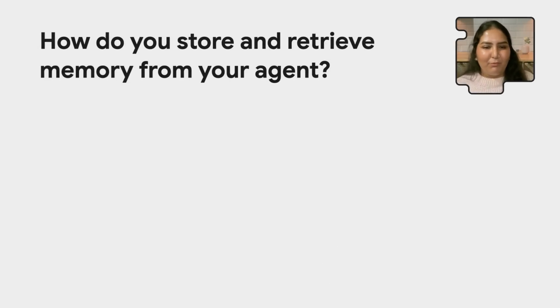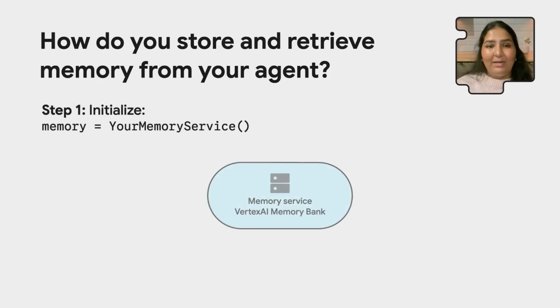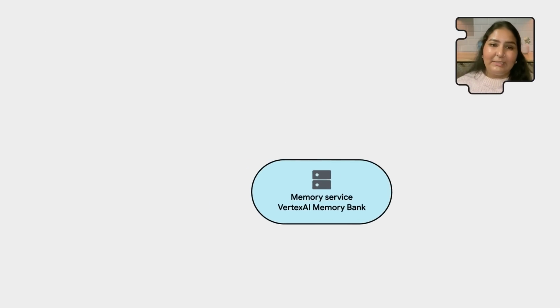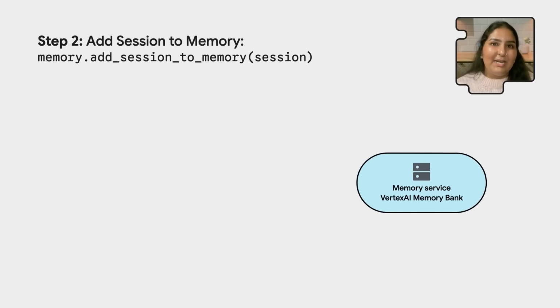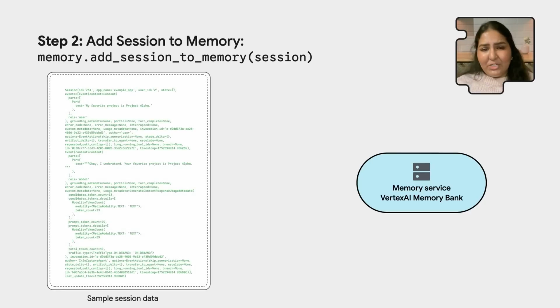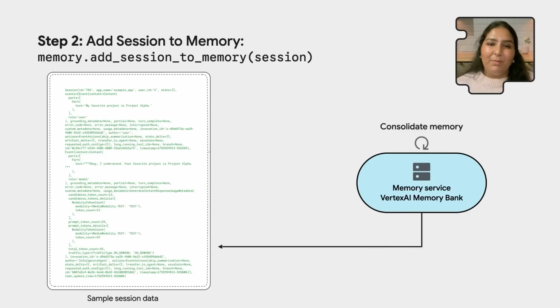I have a 4 step workflow for it. Step 1: initialize your memory service. And step 2: add your session data to your memory service. The session holds all the information for the current conversation, including the prompts, the agent's communication between one another, and the state. And the memory service then decides which information to persist from the session and consolidates this raw data.